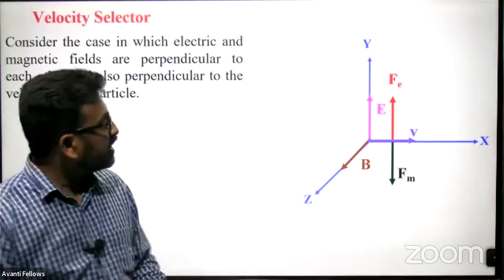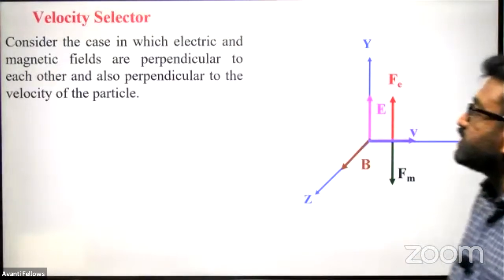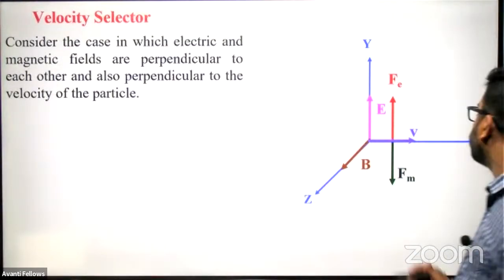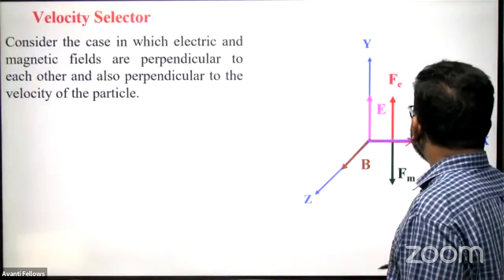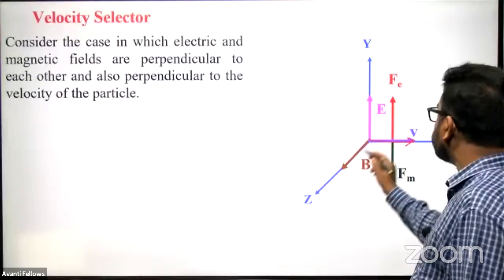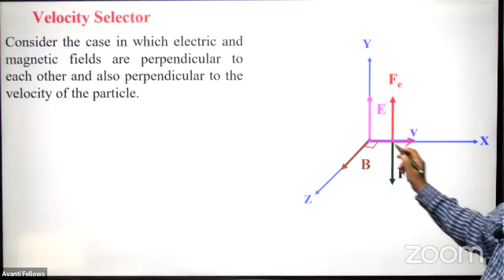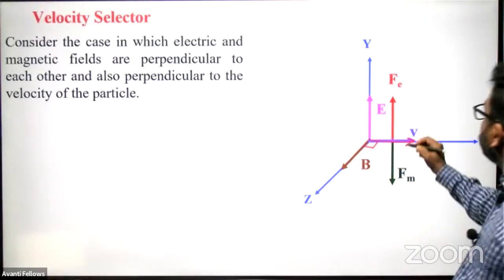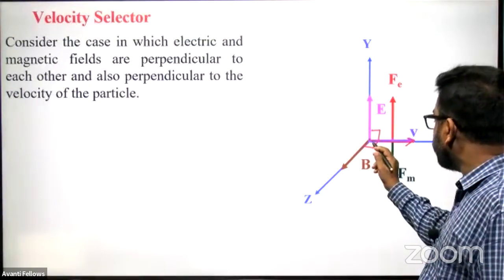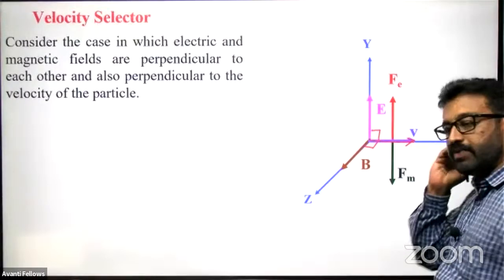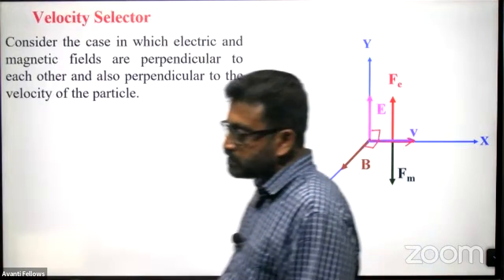Now, what happens if the electric and magnetic fields are perpendicular to each other and also perpendicular to the velocity of the particle? Here, the velocity vector is towards right, electric field is upward at an angle of 90 degree with velocity. Magnetic field vector is again making an angle 90 degree with velocity. Now, in this situation, what happens? Let us see.